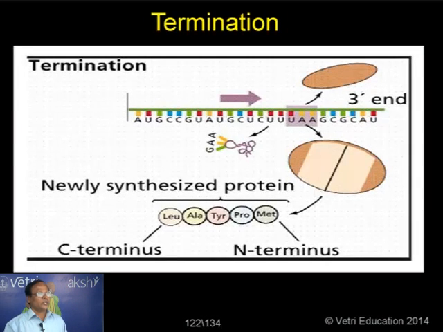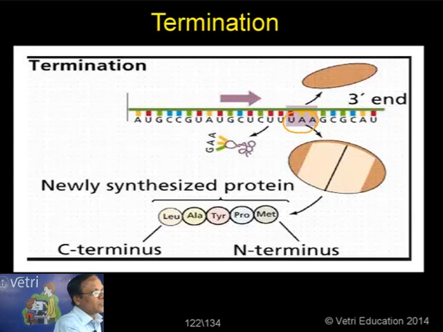Now you see the termination process. Once the codon, and here I mentioned one of the codons, UAA, the termination codon, is exposed, what will happen? The process of translation stops. The mRNA has been released from the ribosome. The two subunits of the ribosome dissociate.